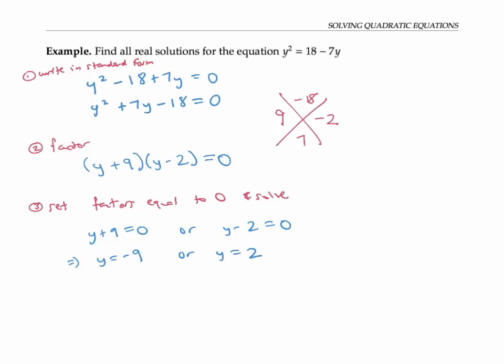It's not a bad idea to check that those answers actually work by plugging them into the original equation. Negative 9 squared, does that equal 18 minus 7 times negative 9? And you can work out that it does. And similarly, 2 squared equals 18 minus 7 times 2.